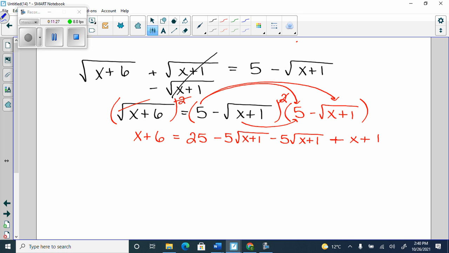Now I'm going to collect like terms. So I'm going to get x plus 6 equals 25 plus 1 is 26 plus x. And then these are like terms, so I can put them together. Minus 10 root x plus 1.